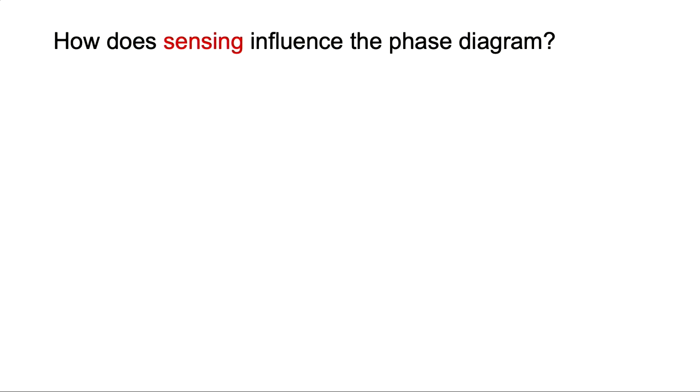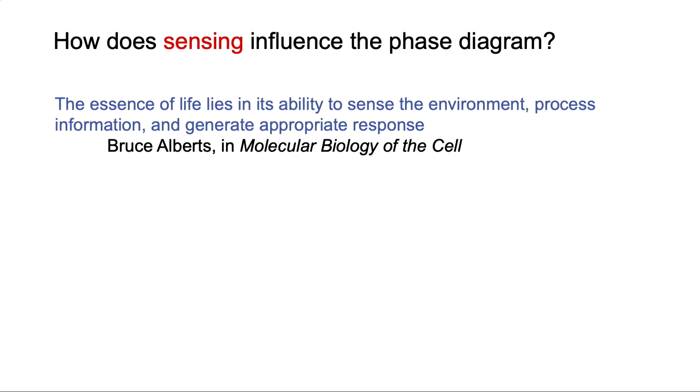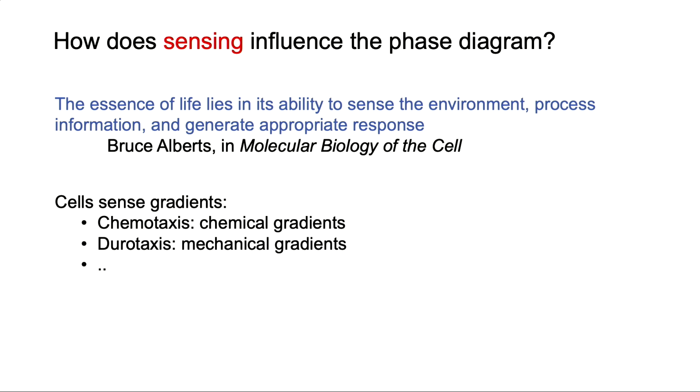Okay, so now we're going to discuss sensing, and sensing turns out to be a very important aspect of living matter. The Molecular Biology of the Cell, which is kind of the standard text in the community, states that the essence of life lies in its ability to sense the environment, process information, and generate appropriate response. It's very well known that cells have some sensing ability. One thing that is very well established is that cells are able to respond to gradients, like chemical gradients, or also gradients in the stiffness of the substrate. They like to go towards the stiffer region.